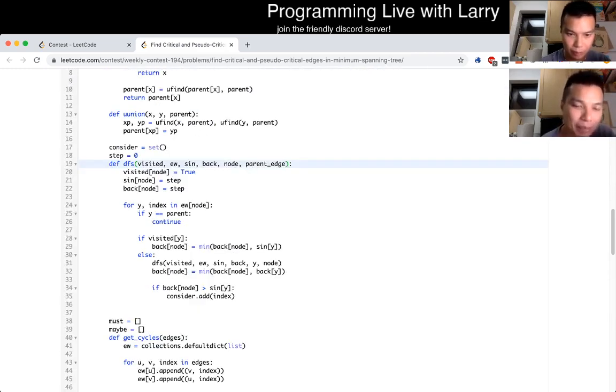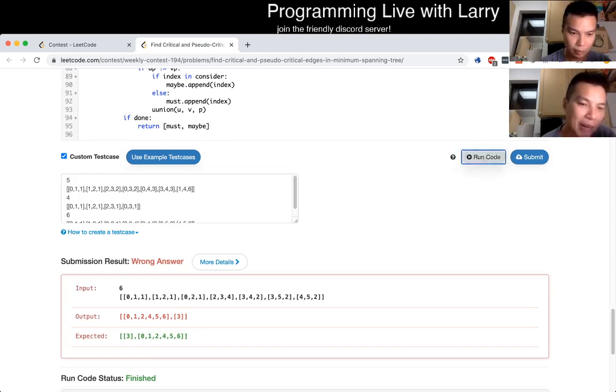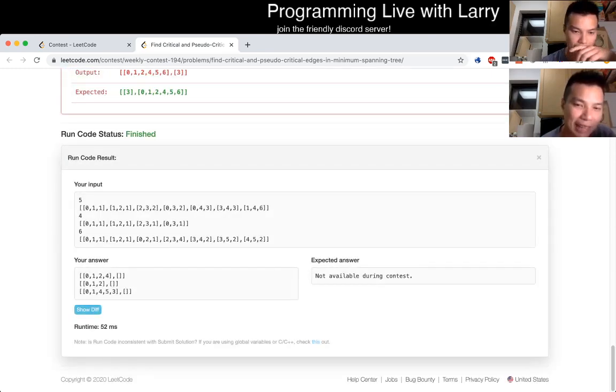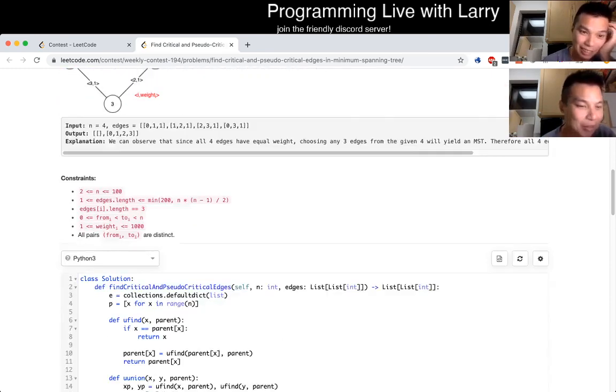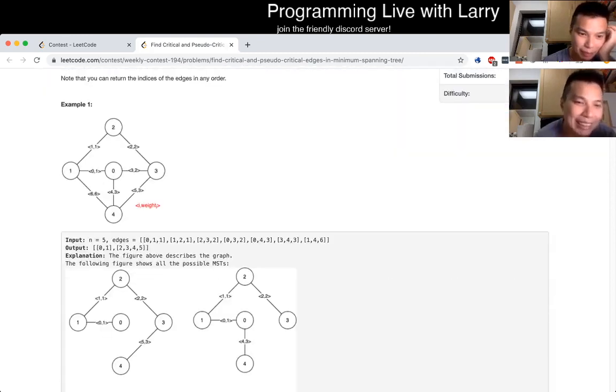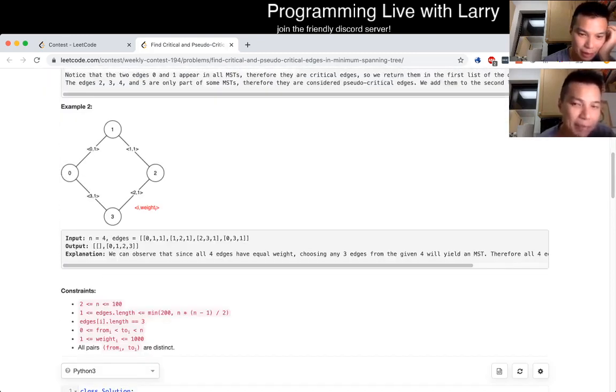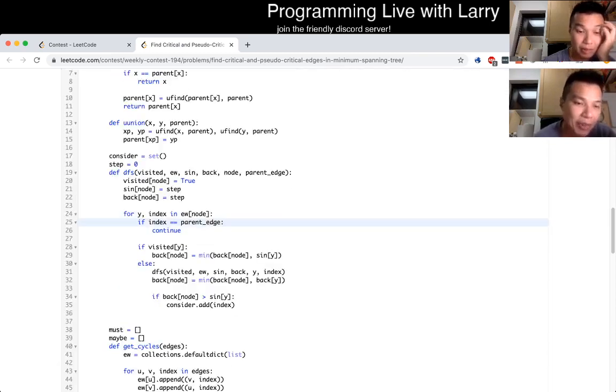So the first thing I noticed is that it's okay to go back to your parent, but not through the same edge, because there could be multiple edges, right? So that's why I add that if statement, and then that looks roughly the same, to be honest. But I knew that was at least a correct way to handle it, so I was okay with that, in that I needed that fix anyway.